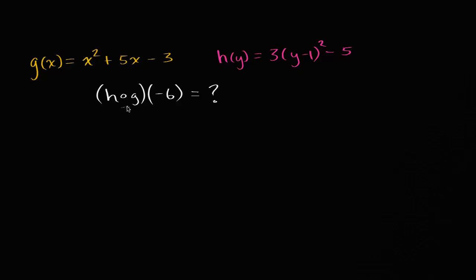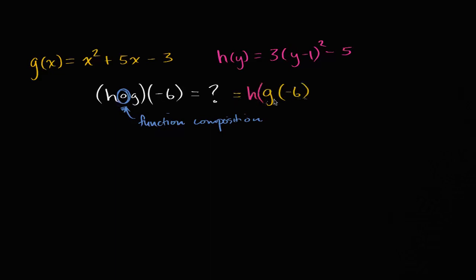This little circle that we have in between the h and the g, that's our function composition symbol. And one way to rewrite this that might make a little bit more sense: this h of g of negative 6, you could rewrite this as the same thing as g of negative 6, and then h of that.